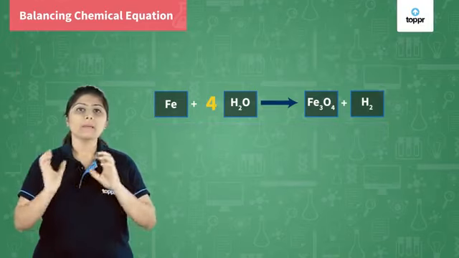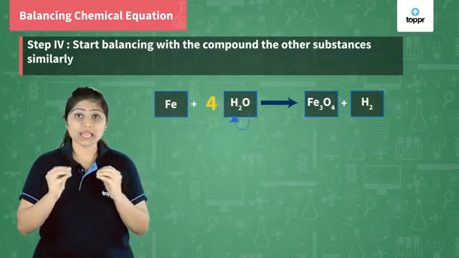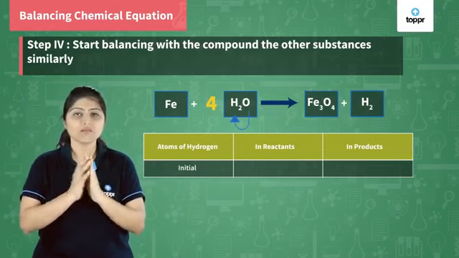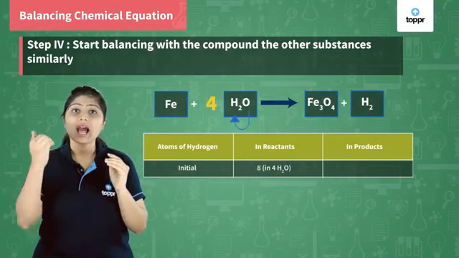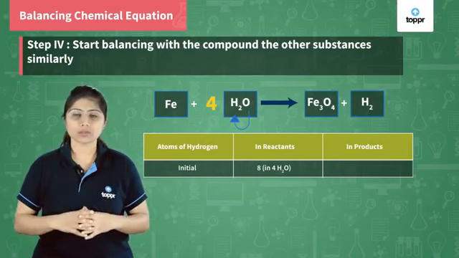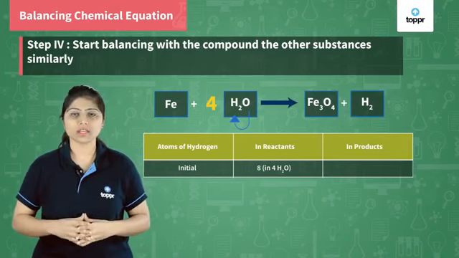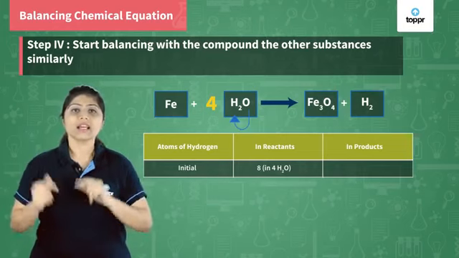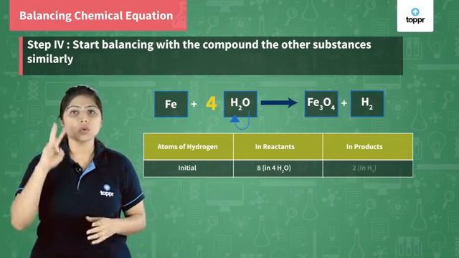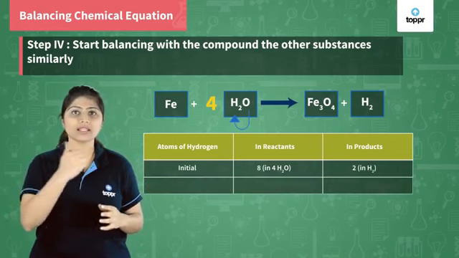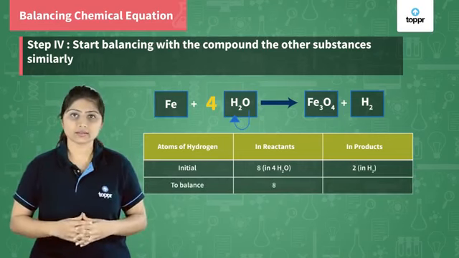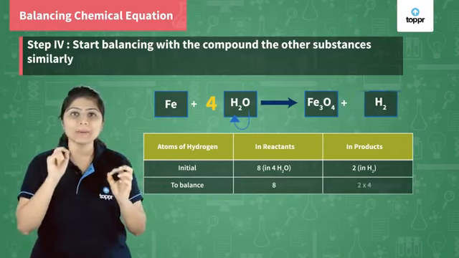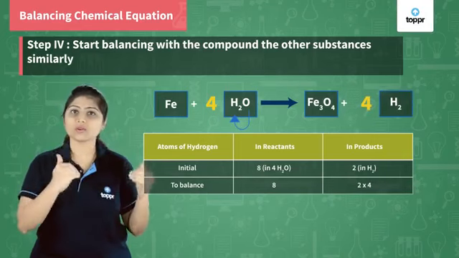Okay, now, while balancing oxygen, something else got disturbed. That is hydrogen on the reactant side. When you multiplied 4 to H2O, hydrogen became 8. It was already 2 and you multiplied by 4. So now you have to balance hydrogen on the product side. On the product side, hydrogen is only 2 initially, and on the reactant side it is 8. So we have to balance the hydrogen on the product side by multiplying it by 4 so that it also becomes 8.